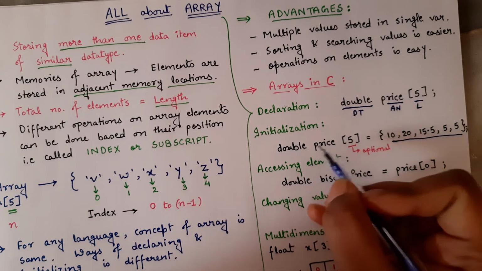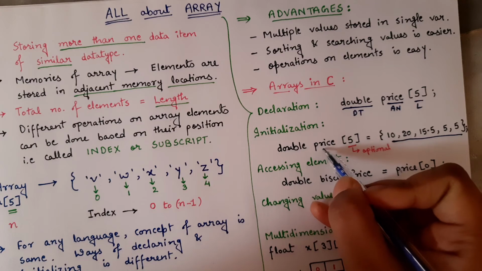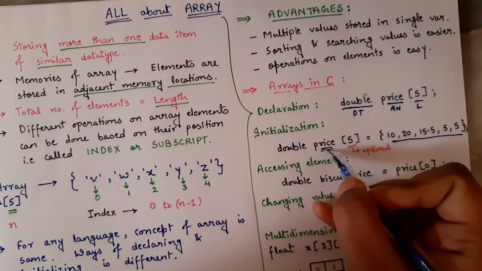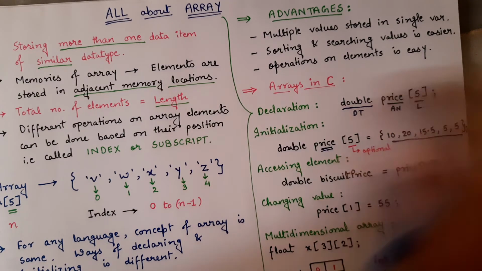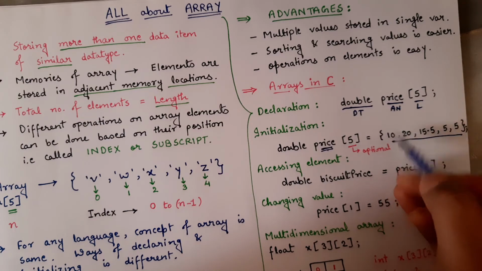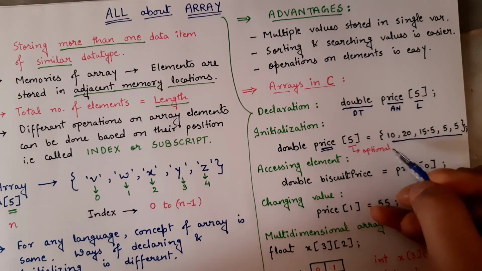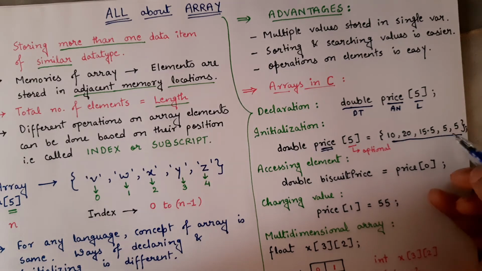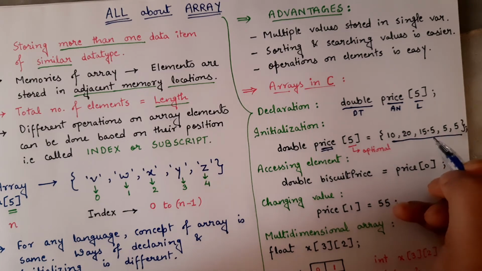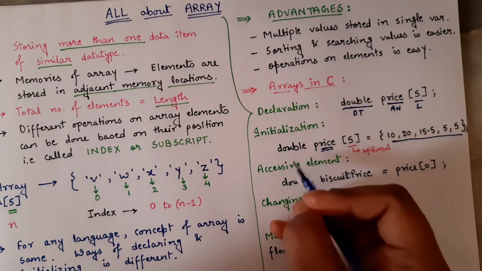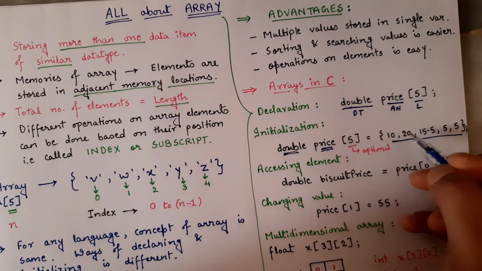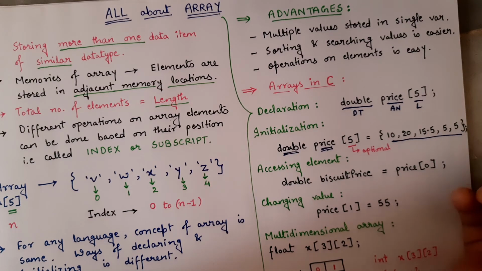So I wish to initialize one array of price, and the length is 5. I am giving 5 different prices, let's say 10, 20, 15.5, 5, 5. These are my 5 different prices that I want to store in my array of price. And here the data type is double, so I may have float values or integer values.